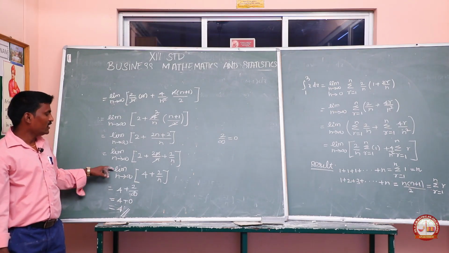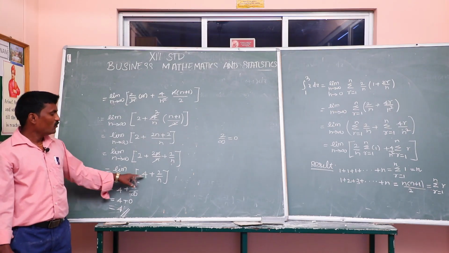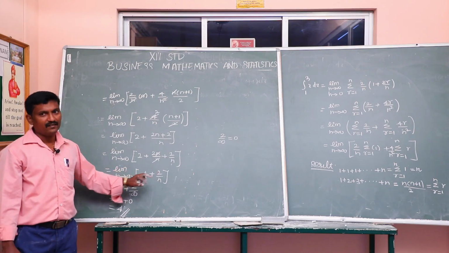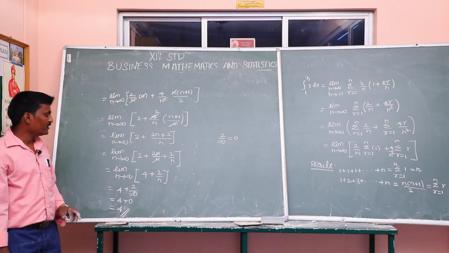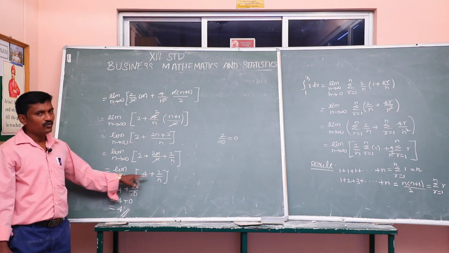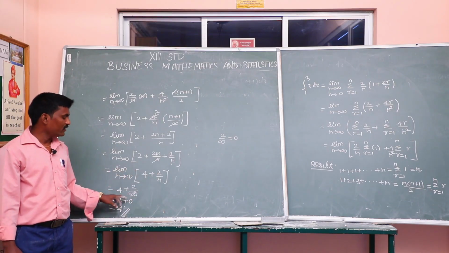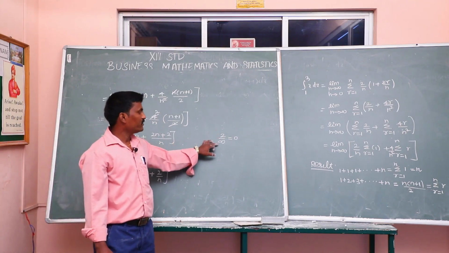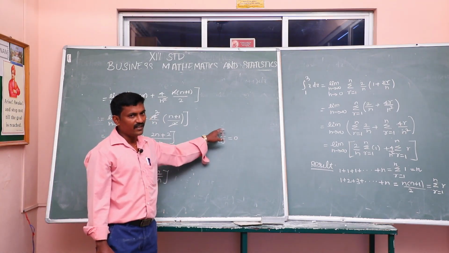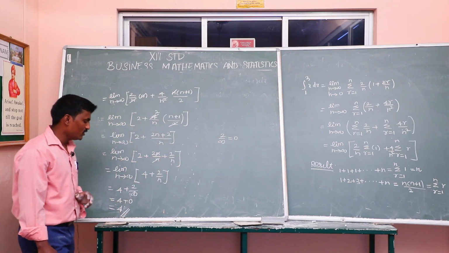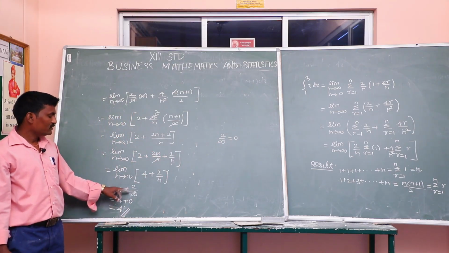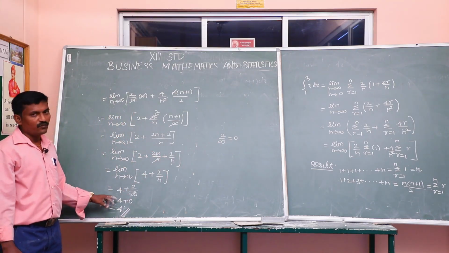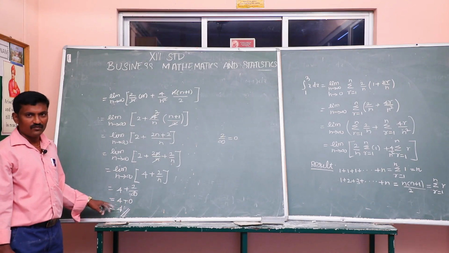Therefore, let's continue. Limit n tends to infinity, 4 plus 2 by n. Put n equal to infinity. Therefore, 4 plus 2 by infinity. The value of 2 by infinity is 0. The value of anything by infinity equals 0. Therefore, 4 plus 0 equals 4.